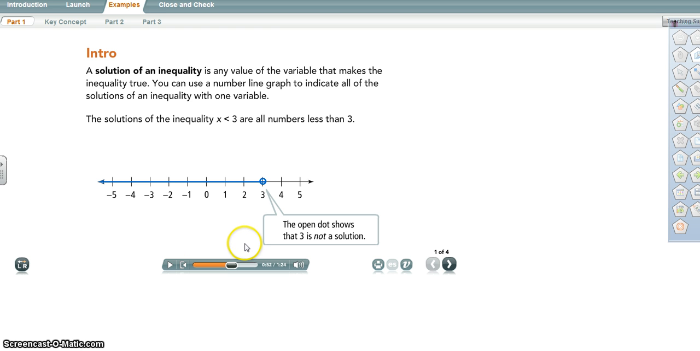When we have an inequality, we like to graph it so we can get a visual sense of the solution and what it means. This particular graph is showing us any number less than 3. The open dot shows that 3 is not a solution. So when we say something is less than 3, we can't use the number 3 itself. We can only use all the numbers that are less than 3. So if you could go ahead and make this graph onto your note sheet, that would be good.